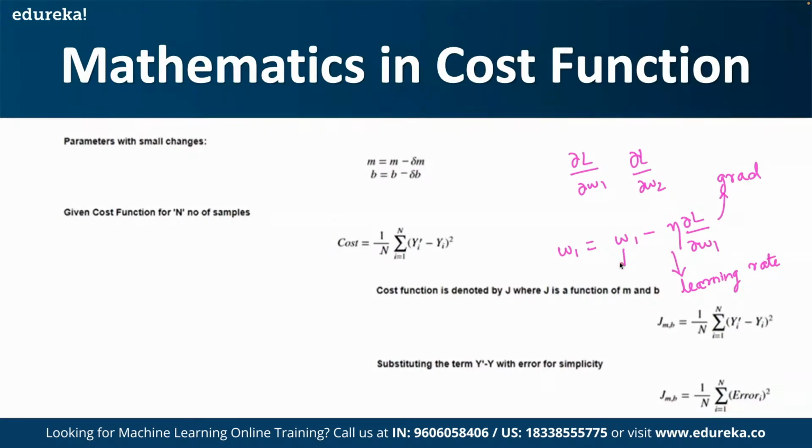Now this W1 is my initial value, or the previous value. The way I'll be updating it, as my new value W1, is this: to get the new value of the parameter, we consider its previous value and subtract the derivative of the loss function with reference to the parameter, multiplied by the learning rate to ensure that we are moving in a slow manner.